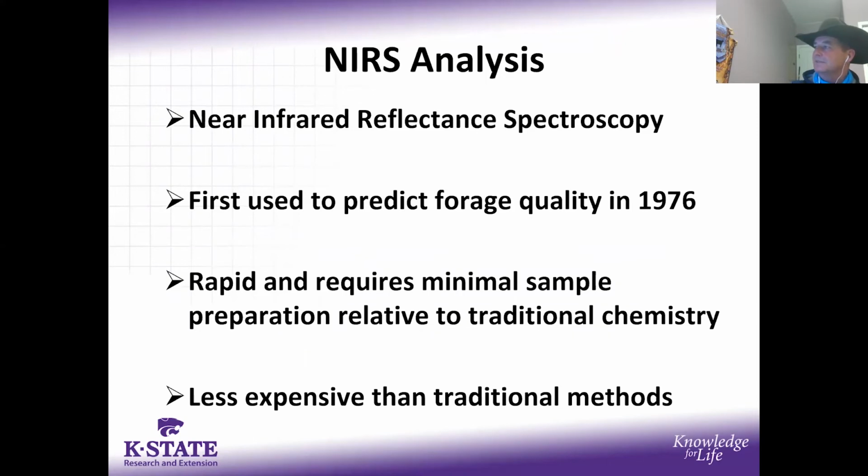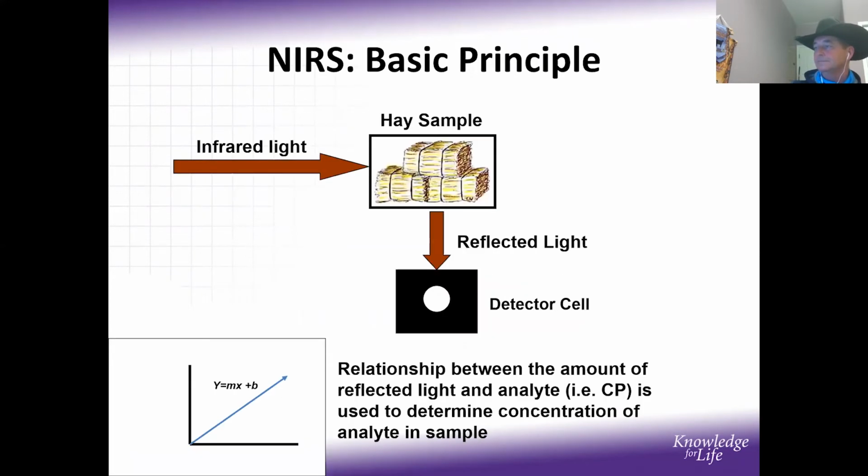On a NIRS analysis, this is a rapid analytical procedure that's offered by many commercial labs, and most of the time it's the cheapest analytical package. So the basic concept of NIRS analysis is illustrated right here on the screen. The data used to generate the equation is typically generated from values obtained by wet traditional chemistry methods analysis.